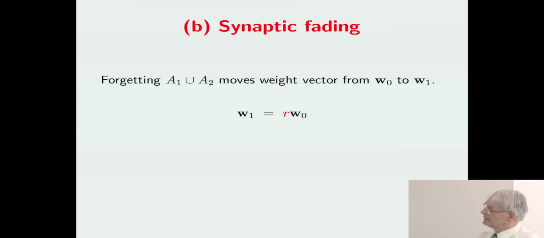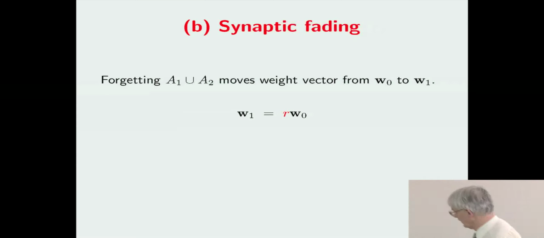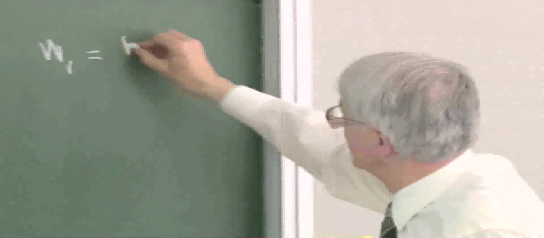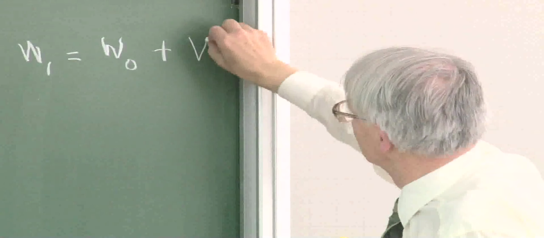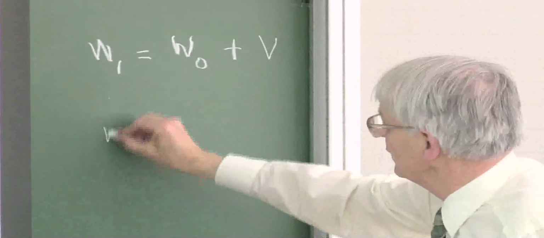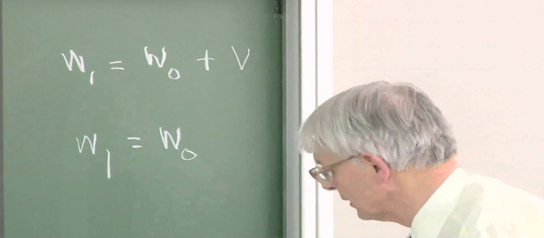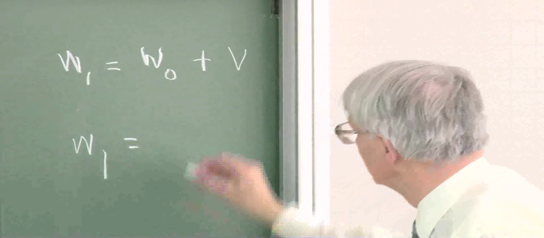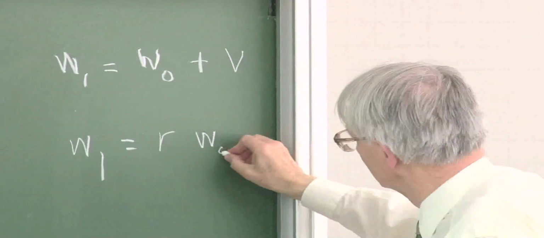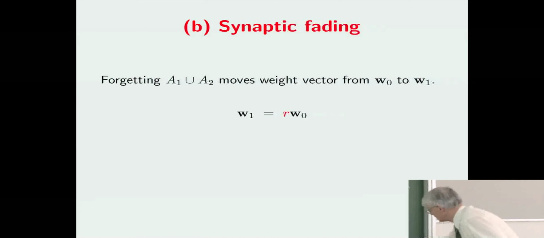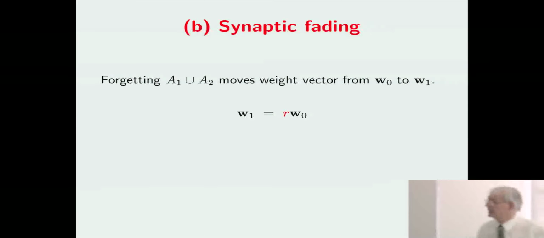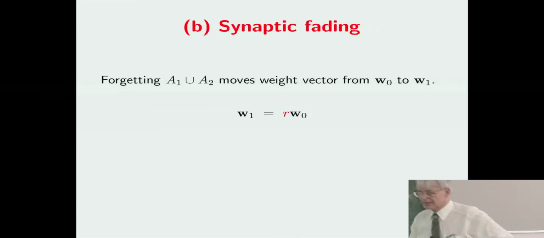And now, what we had said, so in drift, we had forgetting was W1 is W0 plus V. Now, W1 is W0, well, it's R times W0. So, if R is small, we're just making the signal much weaker. Let's see what happens this time.